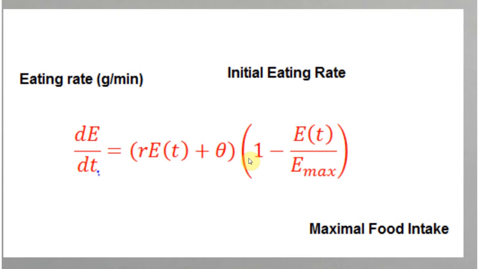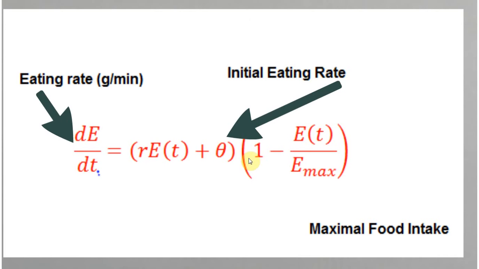So here's what our model looks like. It's not a curve fit. It's what we call a differential equation. The eating rate is represented by a derivative. It's the rate of intake as a function of time. Theta represents the initial eating rate. It's the same as B, the value of B inside Kiselov's parabola model. The R times E represents that linear phase that you see at the initial phase of intake.